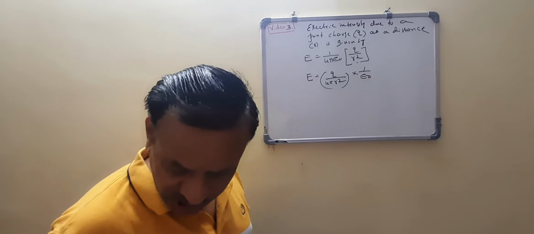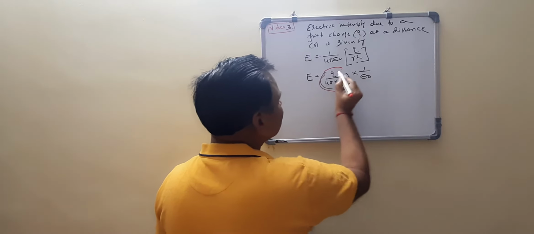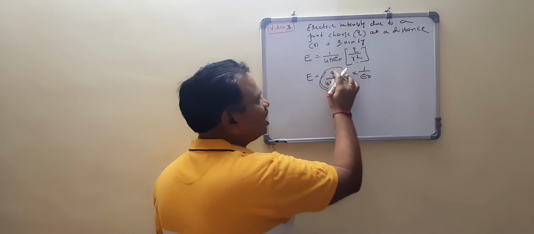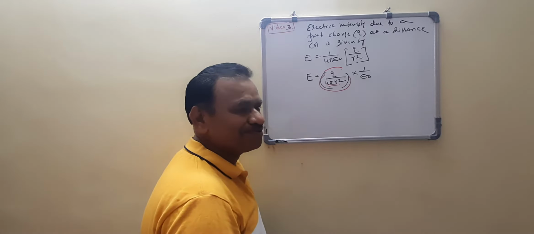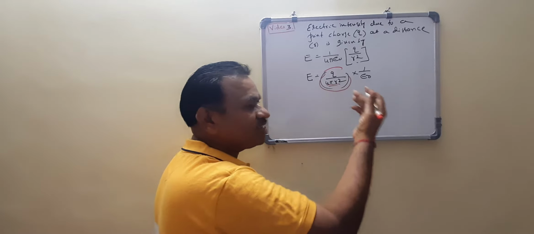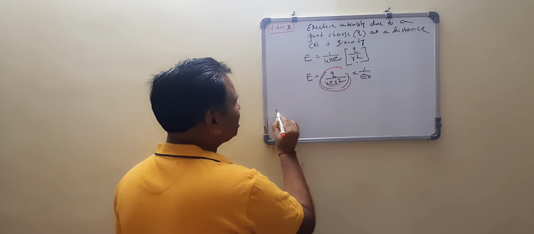Here you see, what is this quantity? It is charge divided by area, is it not? This Q is the charge. This 4 pi R square is the area. Charge per unit area is nothing but flux. Just now I told you electric displacement is also called electric flux.